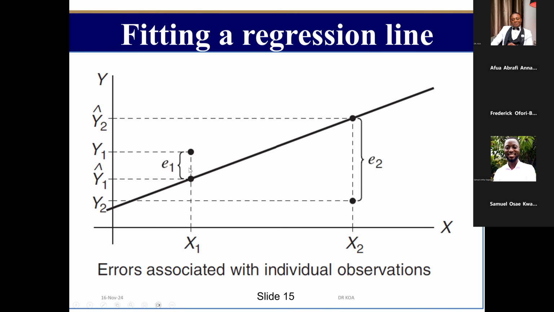Now, this error is above the line, so it's a positive error. When the error is below the line, it's a negative error. The essence of the OLS regression approach is to minimize this error, minimize it till the actual comes on top of the line. And that process will help us to get beta parameters.